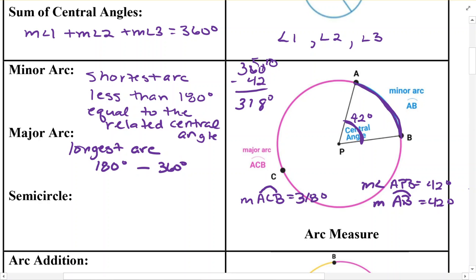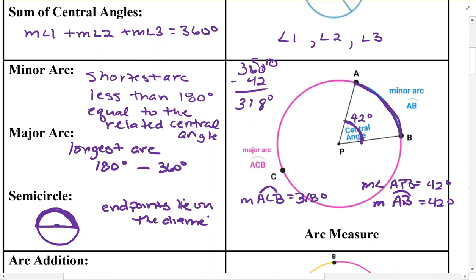A semicircle is half of the circle. So this right here is the semicircle. So the endpoints lie on the diameter. And the measure of a semicircle is always 180 degrees.